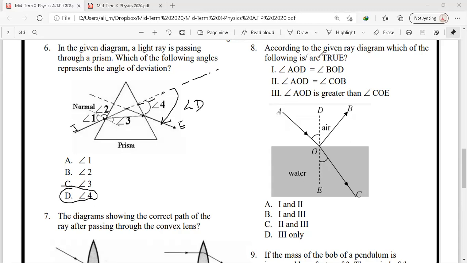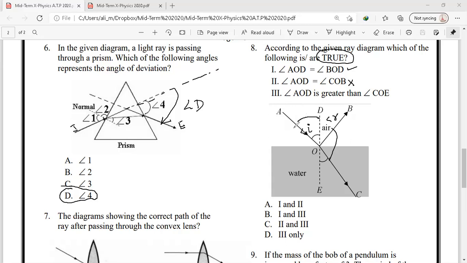Question number 8: which of the following about the given diagram is true? Angle AOD equals BOD. Angle AOD is the angle of incidence and BOD is the angle of reflection. We know that these two angles are always equal. Similarly, AOD equals COB. COB is this angle and there is no relation between these two angles. It means this statement is incorrect.